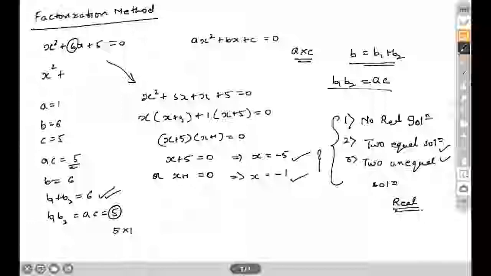Okay, so we will see some more problems on this. Let's take up some more questions on factorization method, then we will proceed. Okay, so the question is, solve the following quadratic equation by factorization method. And the question is this: x square plus 2 root 2x minus 6 equals 0.